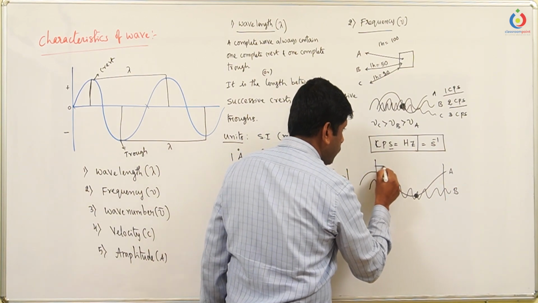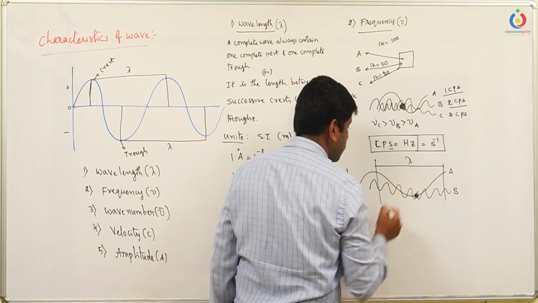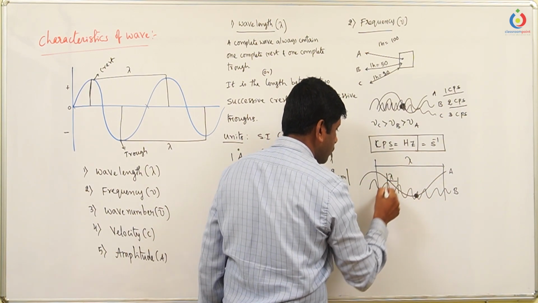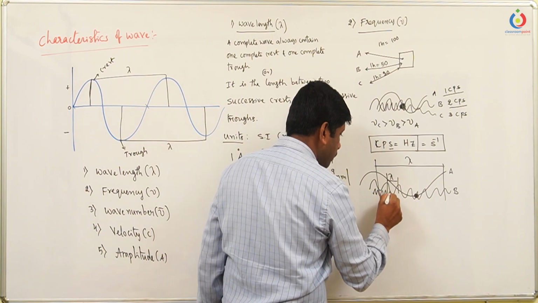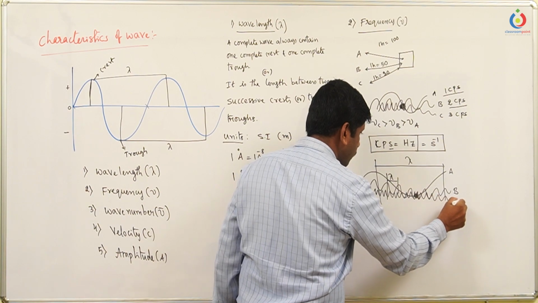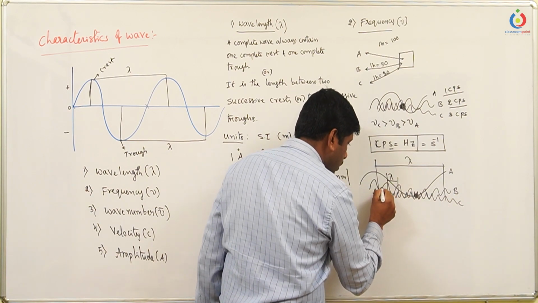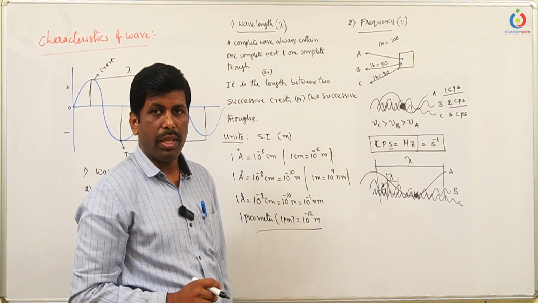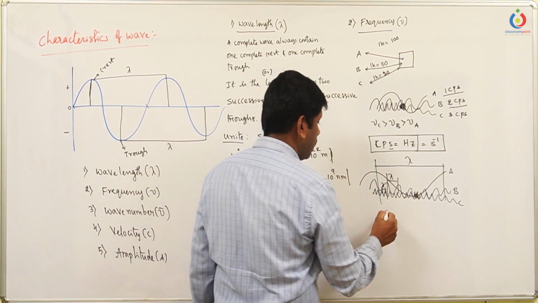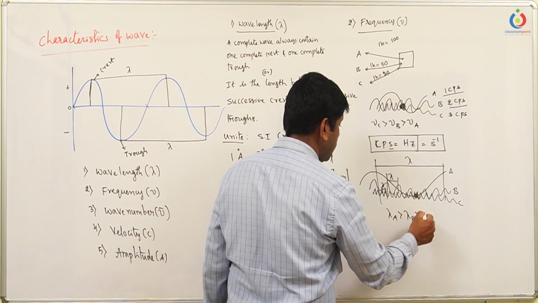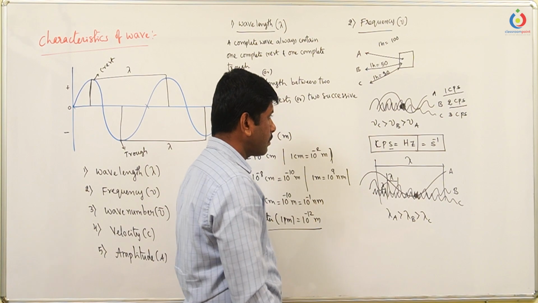So here if you see the wavelength of the A, this much is present. And in the case of the B, the wavelength is this much. And if you take the C wave, 3 cycles per second it is moving. But here wavelength of the C wave is very small. So whose wavelength is more here? Wavelength of A is more than the wavelength of the B, which is more than the wavelength of the C.